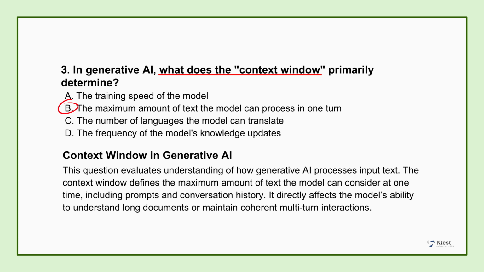Cost and latency. It takes a ton of compute power to process a huge context window. It's expensive. And sometimes models get lost in the middle. They can't find details buried in a giant wall of text. So bigger isn't always better. Memory costs money. That makes sense.